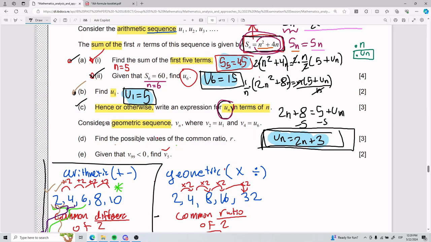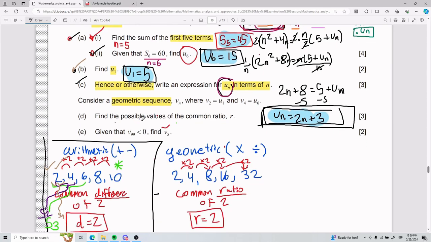And so later on, they tell us that considering a geometric sequence Vn, where V2 equals U1 and V4 equals U6. All right, interesting. We need to find the possible values of the common ratio R.